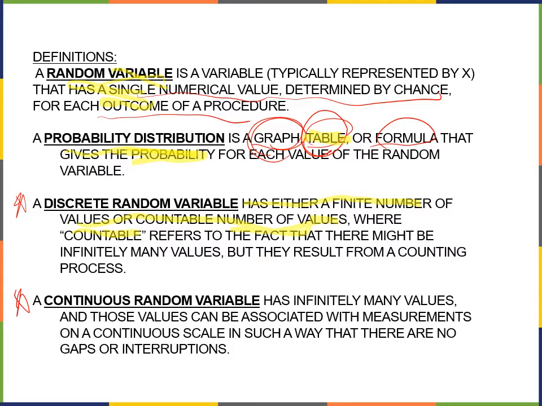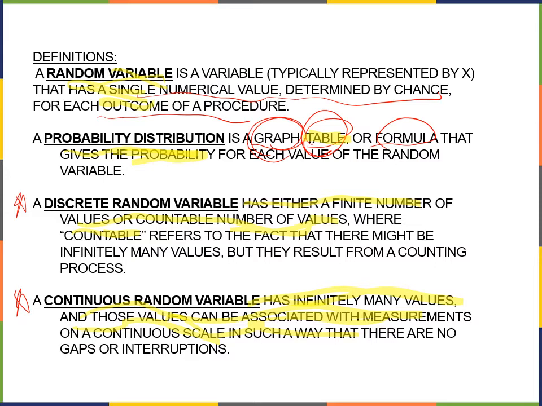Then we have continuous random variable, and it's basically kind of the opposite here. It says infinitely many values. And those associated with them could be measurements on a continuous scale. There's no gaps or interruptions in that scale. And because there's infinitely many of them, you can't count them all up.